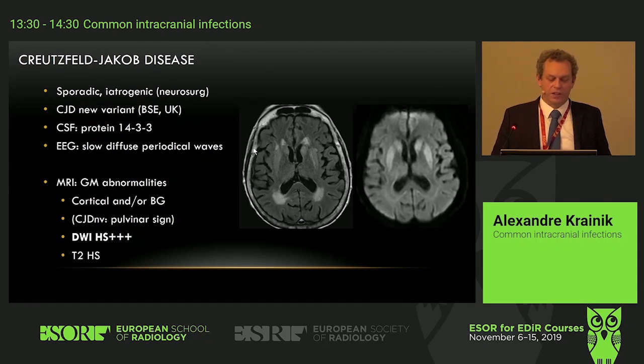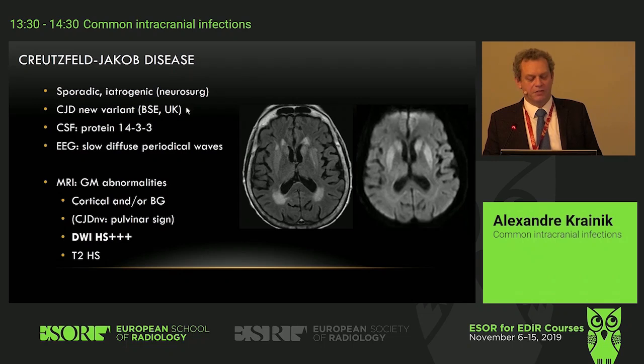One word on Creutzfeldt-Jakob disease. It's usually sporadic. It has been described after neurosurgery, but now that everything is clean and sterilization is working well, it is rare. It has been described after certain dura grafts and so on, but now it's over. There was the story of the new variant, especially in England, after the bovine spongiform encephalopathy in the late 90s, which is also a prion, but looks quite different on imaging. But it's a kind of disease you won't see anymore.